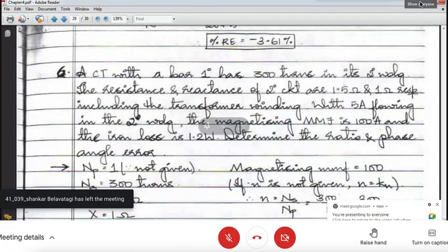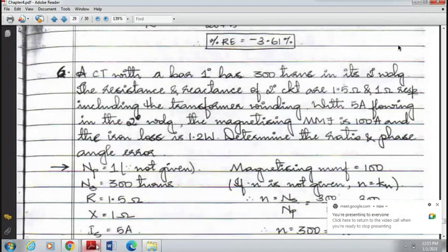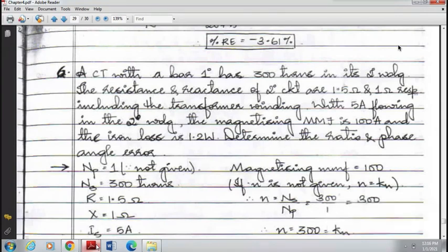So can you tell me what is the difference here and to the previous problem what you have done earlier? What is the data that is given additional to that, not given in this problem? What is not given here? Is the ratio of CT given? Ratio of CT is not given here; in the previous problem it was given as 1000 by 5 amps.